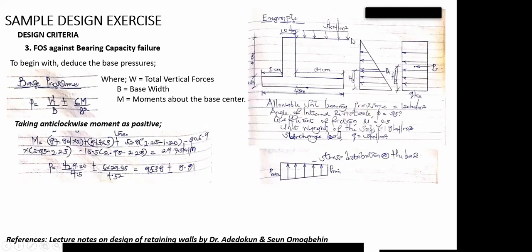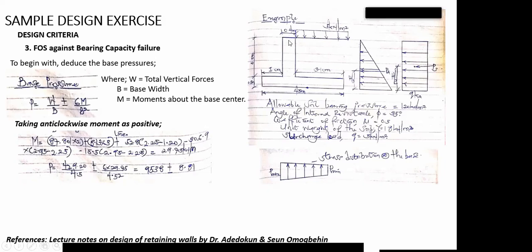Obviously the surcharge also has its own horizontal force. From the surcharge, the horizontal force acts at the midpoint of the height, which will be 6 over 2. That's why we have 3, plus our 52.8. I should have written this down beside this place. 52.8 should be one of our vertical forces.